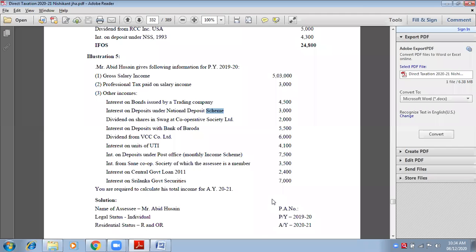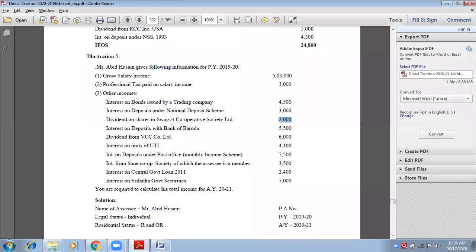3,000 is fully taxable. Dividend on shares in Swagat Cooperative Society Limited. Now remember, dividend from Cooperative Societies Limited, 2,000. Is it taxable or exempted? Think over and tell me.